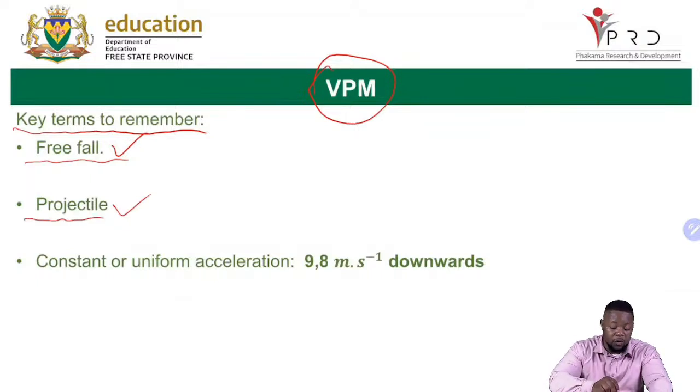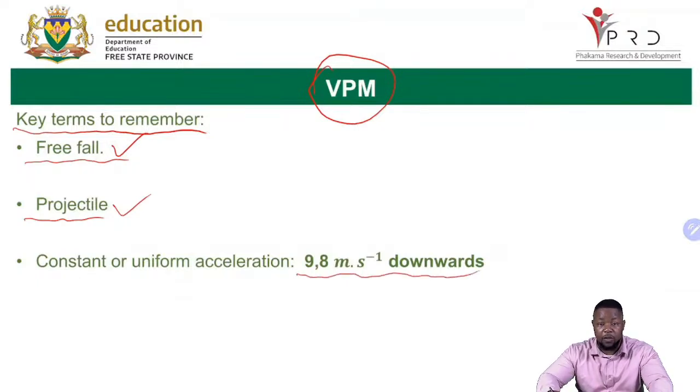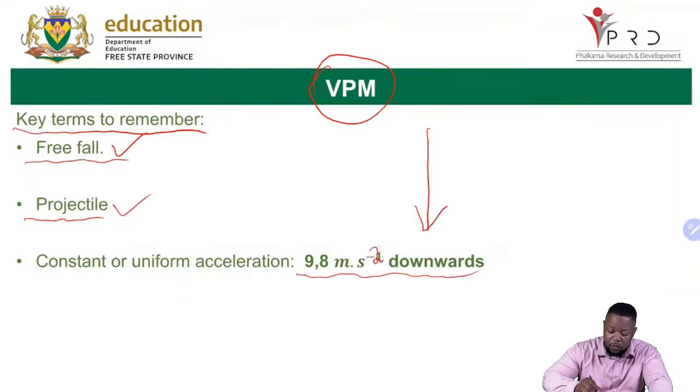But when you refer to a projectile, we are going to refer to an object that falls under the influence of gravitational force only. Please do not mix them up. Now, when we are dealing with this topic of vertical projectile motion, it is very important to know that all our objects are accelerating downwards. Their acceleration is 9.8 meters per second squared. It doesn't matter if the object is thrown upwards or downwards, all of them are accelerating downwards.